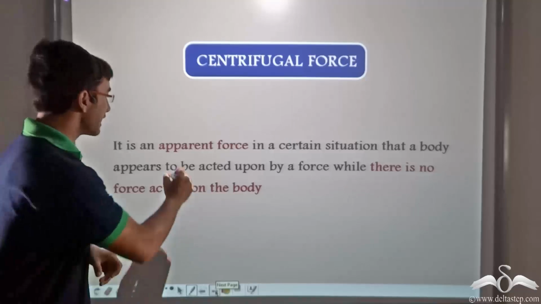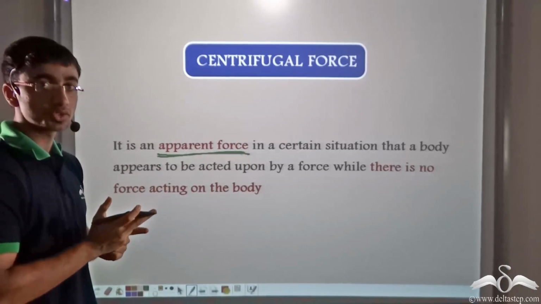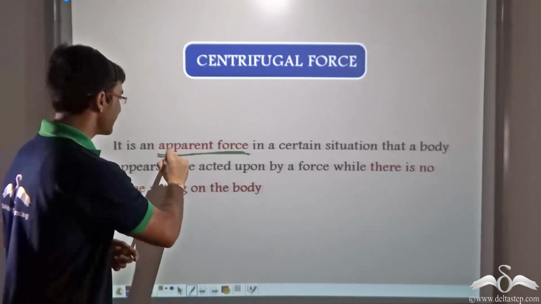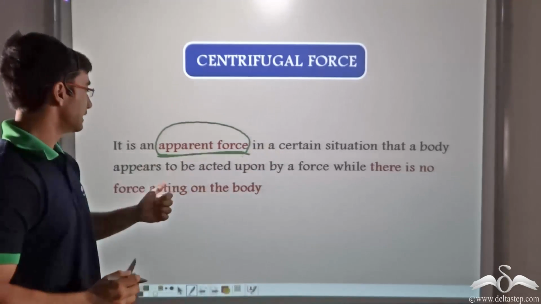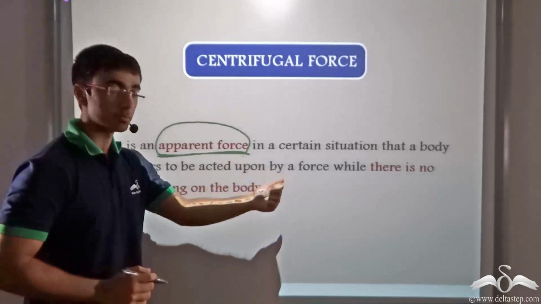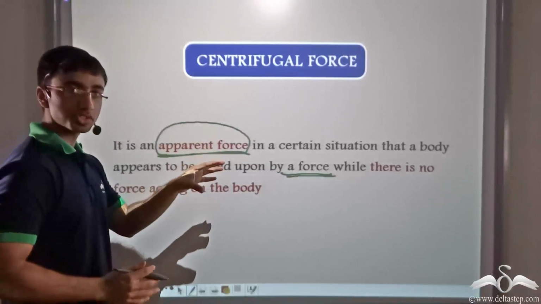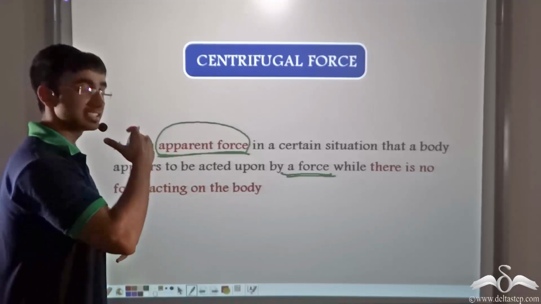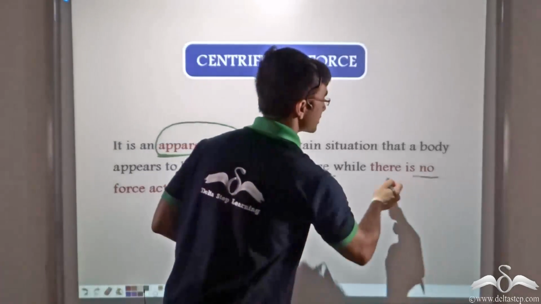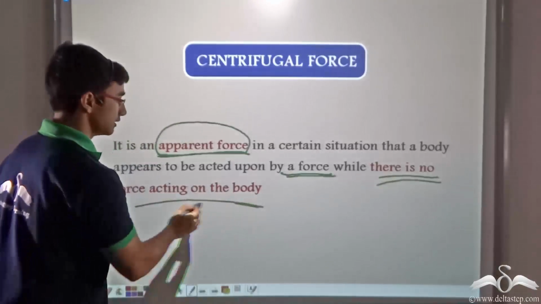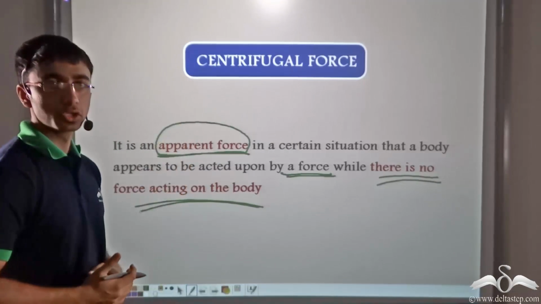Centrifugal force is an apparent force. It is important to remember that centrifugal force is not a real force, but an apparent force which acts in a certain situation where a body appears to be acted upon by a force. So centrifugal force is an apparent force where it seems that this force is acting on a body while actually there is no force that is acting on the body. So this is centrifugal force.